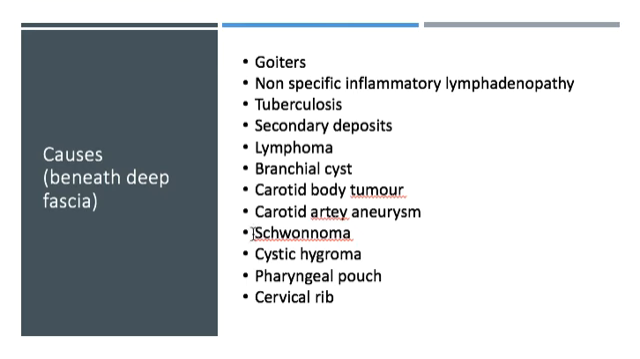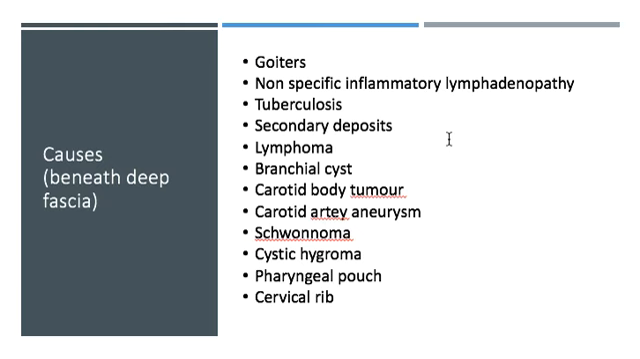Then other things which are not very common, but even though they are not common, they may come, and then of course you have to make the correct diagnosis. Maybe a branchial cyst, carotid artery problem, schwannoma, cystic hygroma, pharyngeal pouch, cervical rib. So this is at the back of our mind.